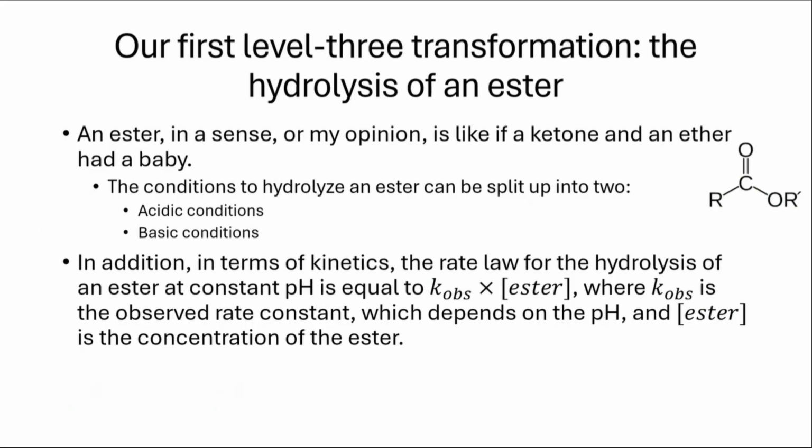So I want to go over our first level 3 transformation, which is known as the hydrolysis of an ester. This can happen in two conditions, acidic or basic conditions. In turn, the kinetics, which is analyzing the rates of reactions, of the hydrolysis of an ester at a constant pH is equal to k_obs times the concentration of the ester. So k_obs is just an observed rate constant, and this rate constant will depend on the pH. And you can see this bracket ester is the concentration of the ester.